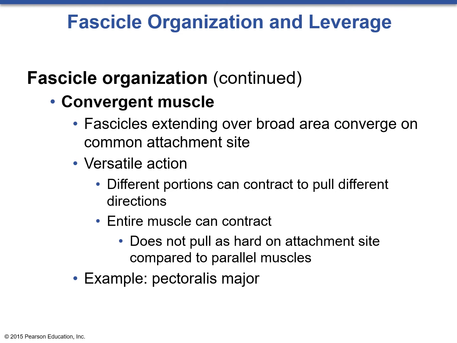The next type is convergent muscle. Again, using that name, we can see that it's going to converge at a specific point. Here, the fascicles extend over a broad area, converging on a common attachment site and looking like a fan-like pattern. It has a versatile action. Different portions can contract to pull in different directions, and the entire muscle can contract. It does not pull as hard on the attachment site compared to parallel muscles. An example of this is going to be pectoralis major.